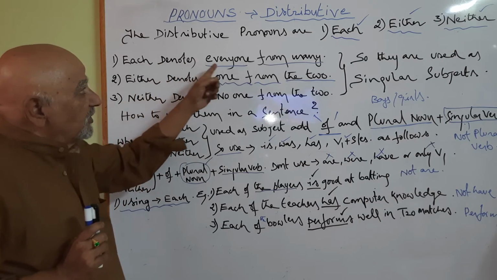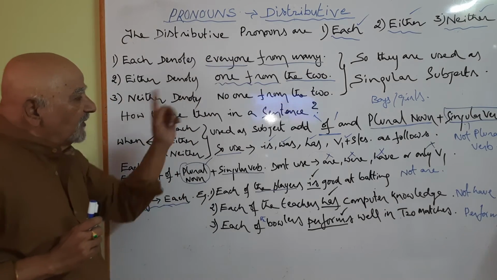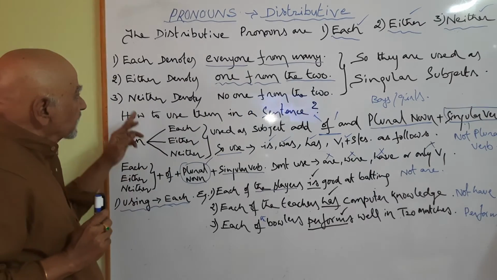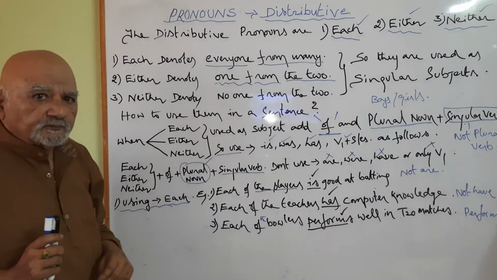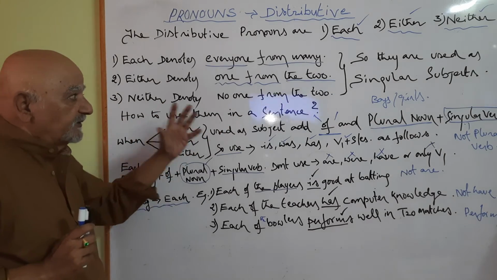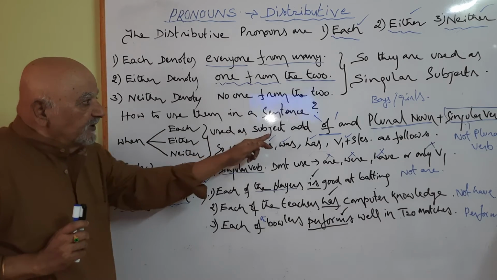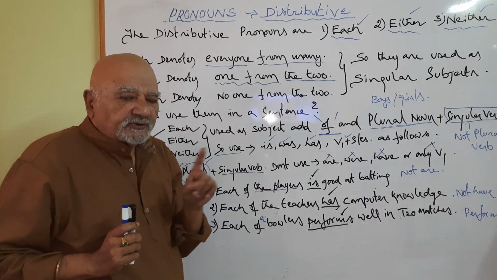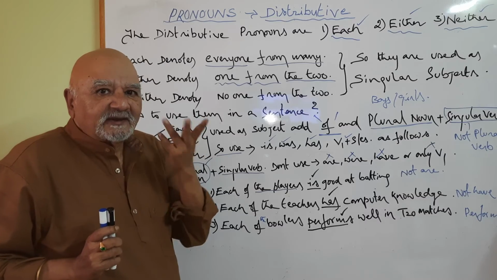So, each denotes everyone from many. Many means 100 or 1000. One from 100, one from 1000. Either denotes one from the two persons. Neither denotes no one, not even one from the 2. How to use them in a sentence? That is important. When each, either, neither are used as subject, first add of. Don't forget. Each of, either of, neither of. Without of, it will be meaningless.